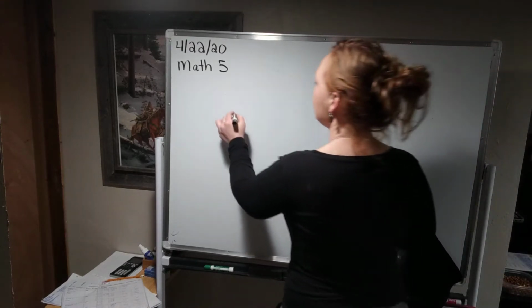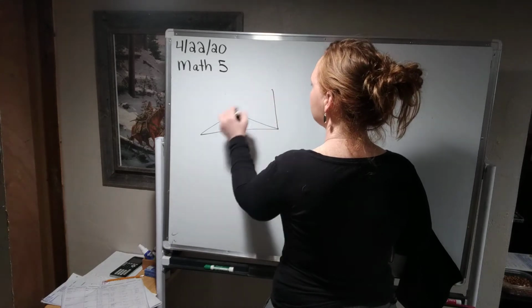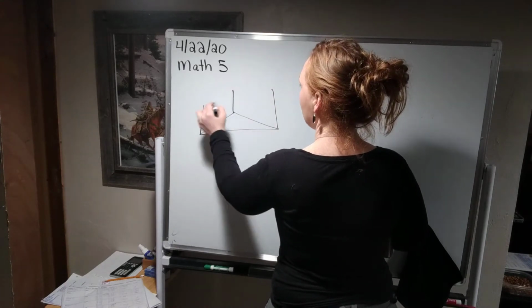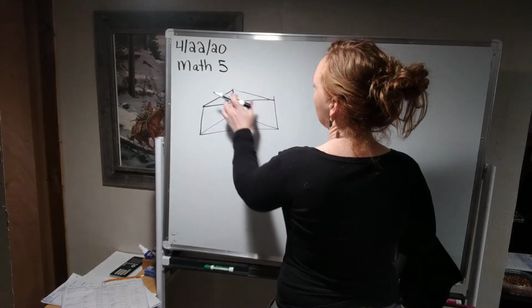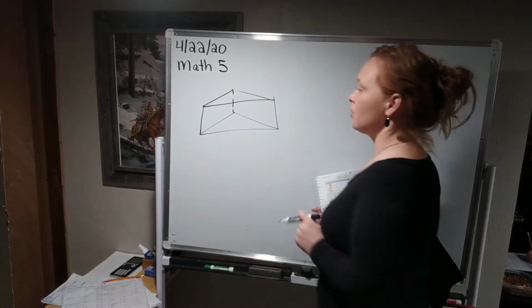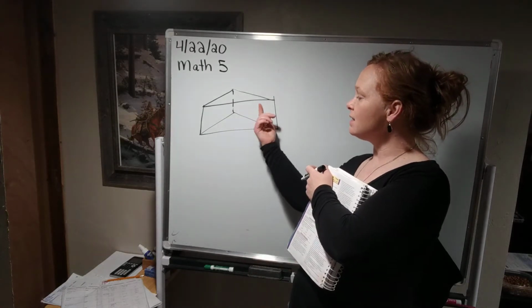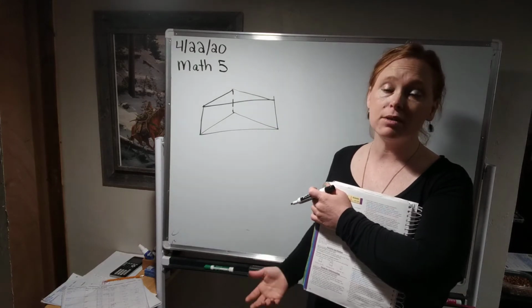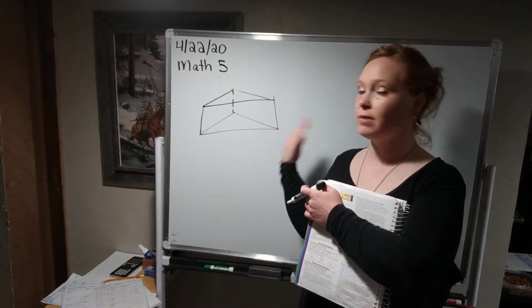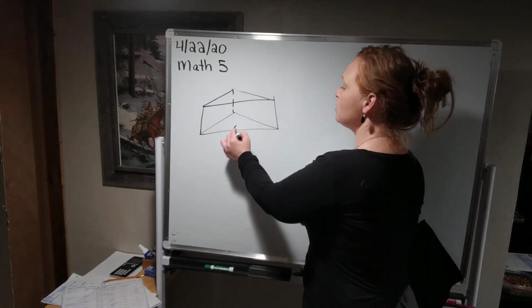So a triangular prism would have a triangle on the bottom, and it would also have the same triangle on top. Okay, so this is a triangular prism. Now if you look, the faces or the sides that go around are still rectangles. So every prism is going to have rectangles around the side, but we name the prism by the base, and the base is what it sits on.